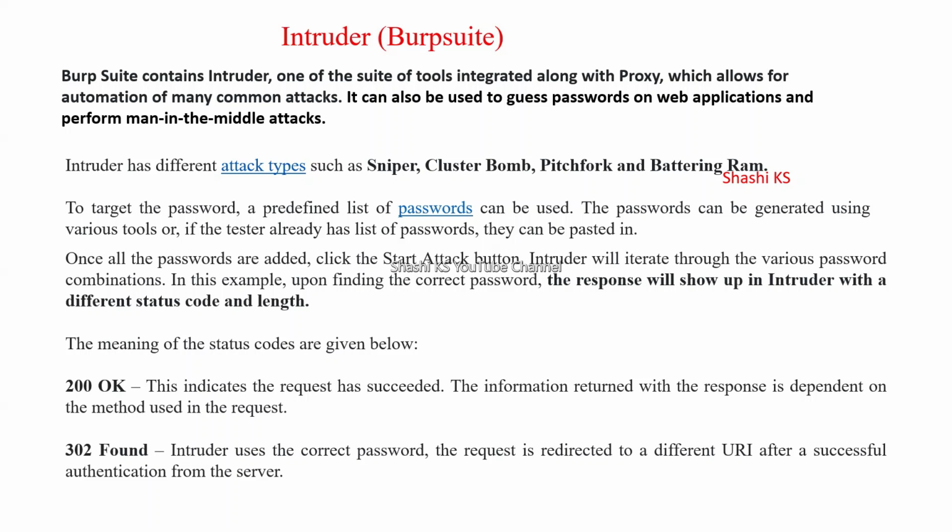If the status code is 200 OK, it means that the request has succeeded, and what information is returned with the response depends on which method is used in the request. If the status code is 302 Found, it means the intruder used the correct password and the request is redirected to a different URI after a successful authentication from the server.